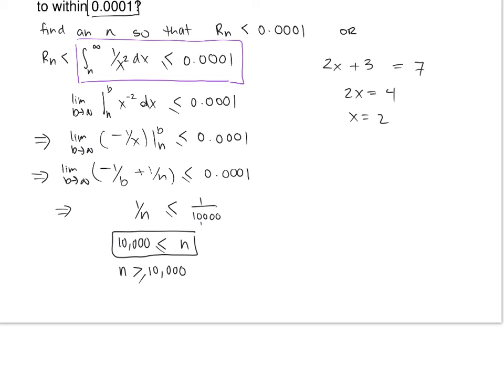Okay, so does that make sense how you find the n? You end up integrating the function from n to infinity, then doing the limit, and you have to solve that for n.